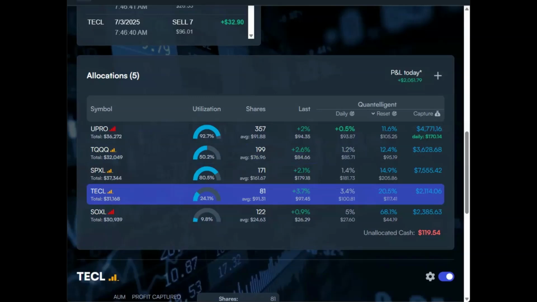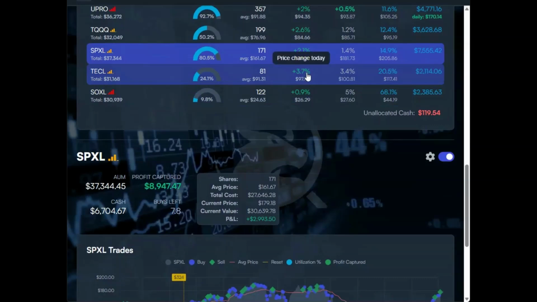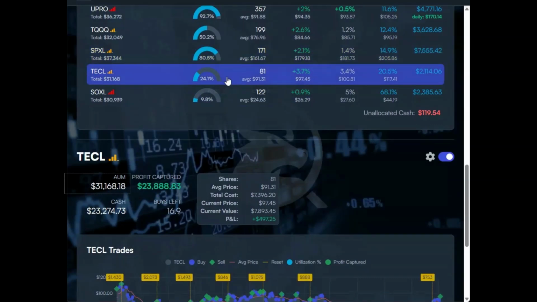Each of the allocations listed here can be clicked on to see detailed data of the Quantelligent strategy for that specific allocation. Let's take a look at TECL. AUM is how much money was allocated for this fund. This profit captured is how much profit has been captured by this one allocation. This cash number is how much of the AUM is still in cash waiting to buy shares. And buys left is how many days it will take to deploy the rest of the cash.